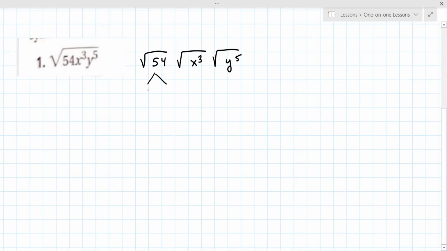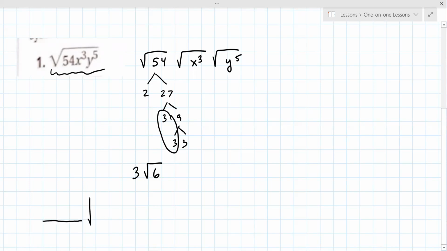Okay. 54, you should know how to break apart by now. You break it into its prime factorization, and you look for pairs. So in this case, there's a pair of threes, so the square root of 54 becomes 3 square root 6. Your answer to this whole thing has a part outside the square root and then a part inside the square root. So we'll move those there.